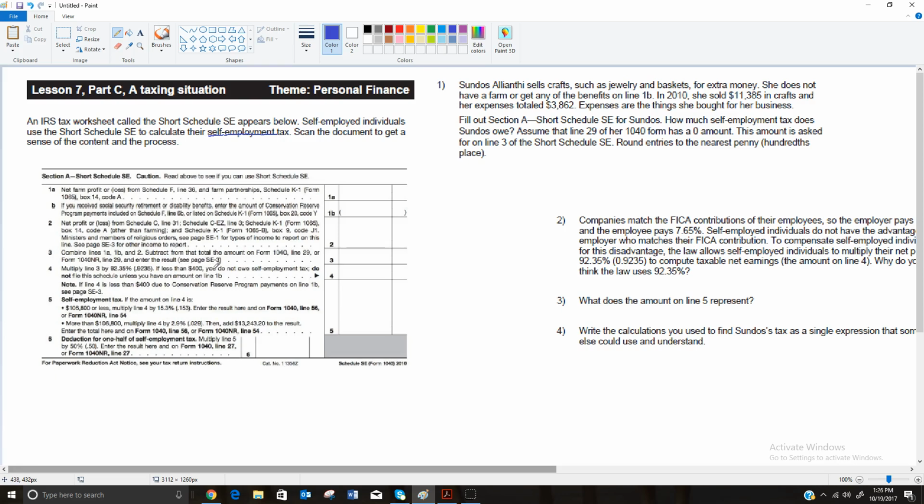If it's less than $400, then you can stop because you don't owe any self-employment tax. So they basically say, we're glad you tried to do your own business, but you only made less than $400. We're not going to take any away from you. So it's kind of like you could just keep that. You don't have to pay anything on it.